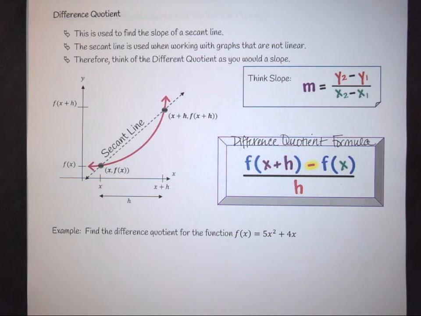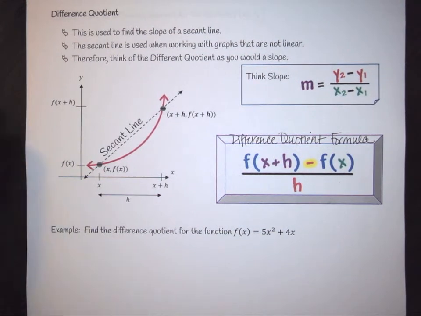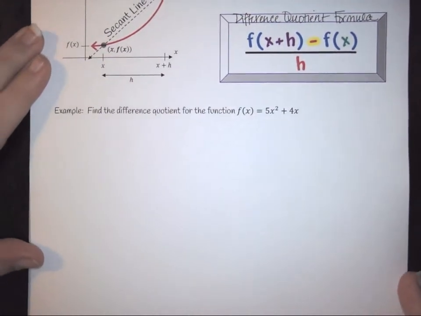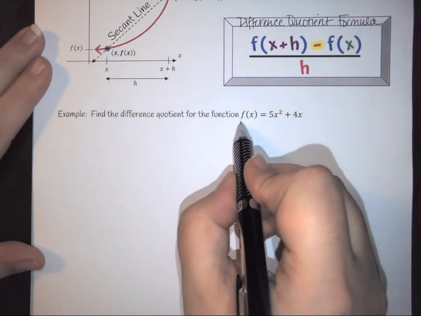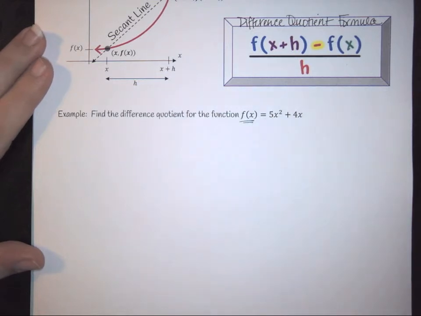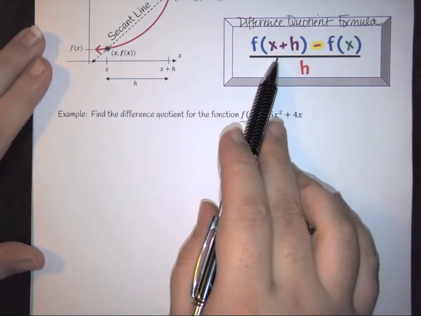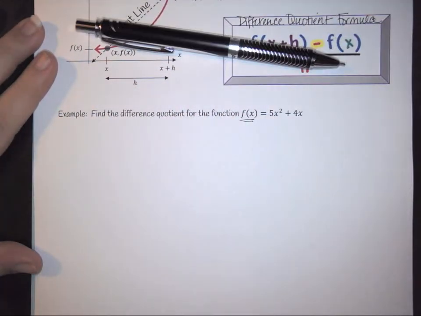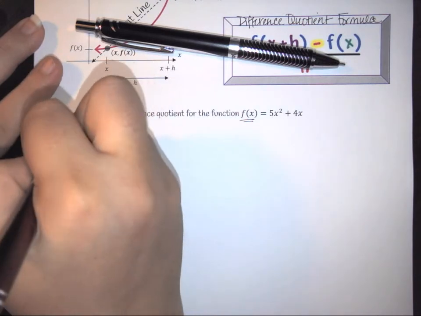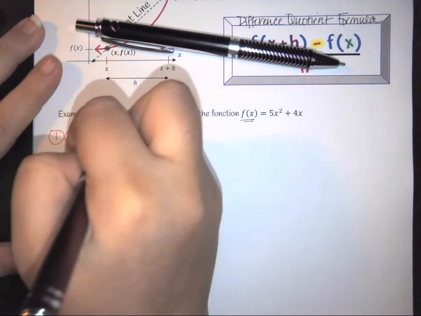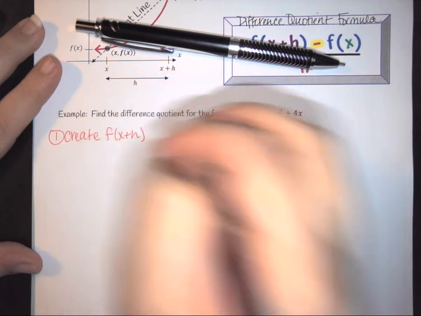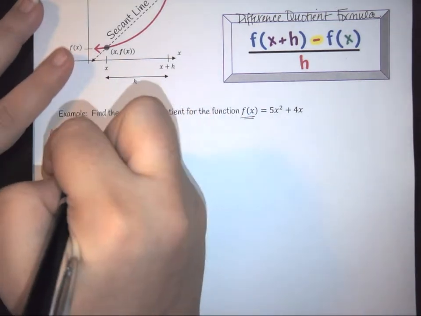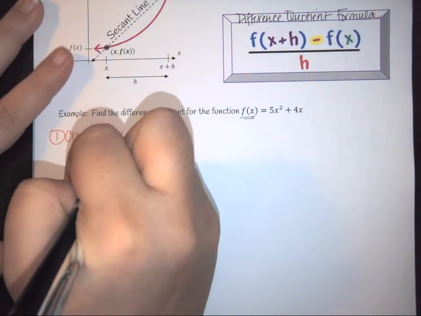And the formula stays the same no matter what. The only thing that's going to change is the functions we've been given. So what you're going to notice about these problems is that you are only ever going to be given f of x. To find the difference quotient, we need f of x plus h. So you have to create it. So the very first thing that we have to do is create f of x plus h.